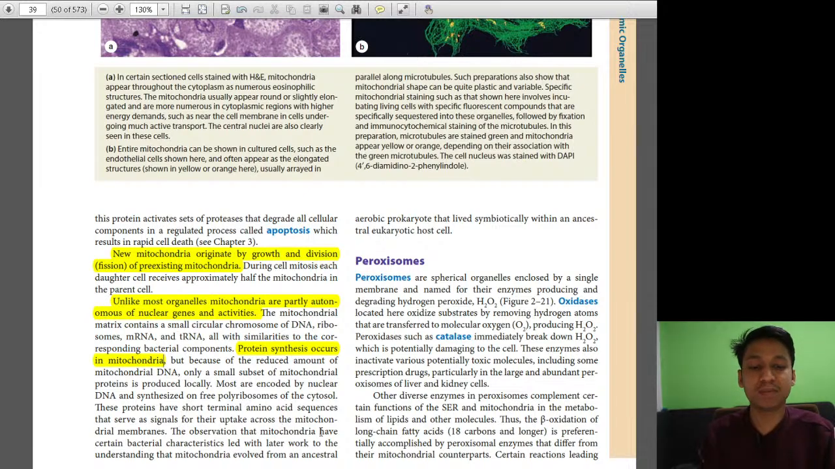The observation that mitochondria have certain bacterial characteristics led, with later work, to the understanding that mitochondria evolved from the ancestral aerobic prokaryotes that lived symbiotically with an ancestral eukaryotic host cell. So through all this knowledge that we have read so far, we can make an assumption, or some might have proven it, that the ancestral origin of mitochondria comes from prokaryotes, and now we see a completely developed mitochondria in the eukaryotes. So this was mitochondria, guys. That's it.